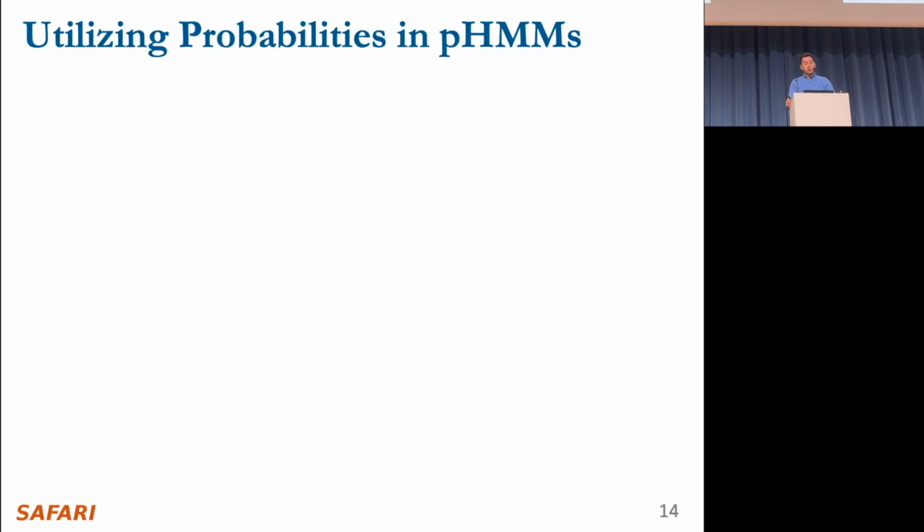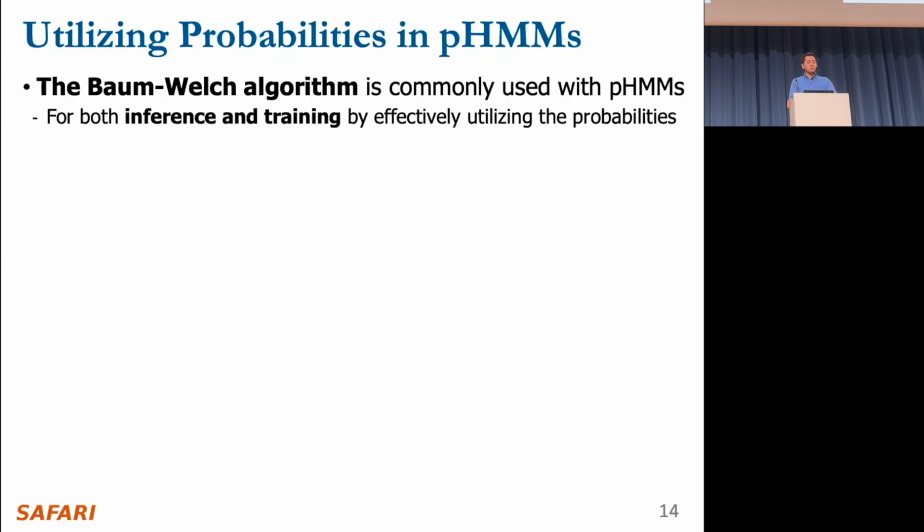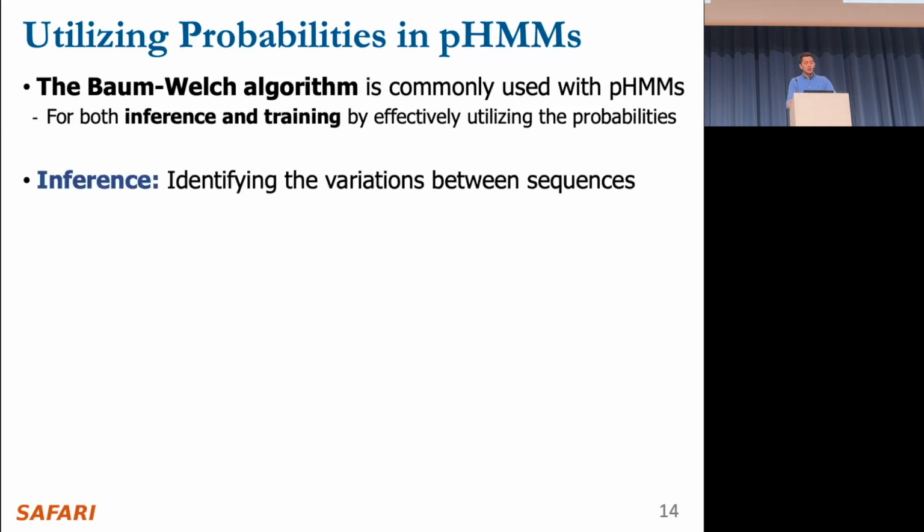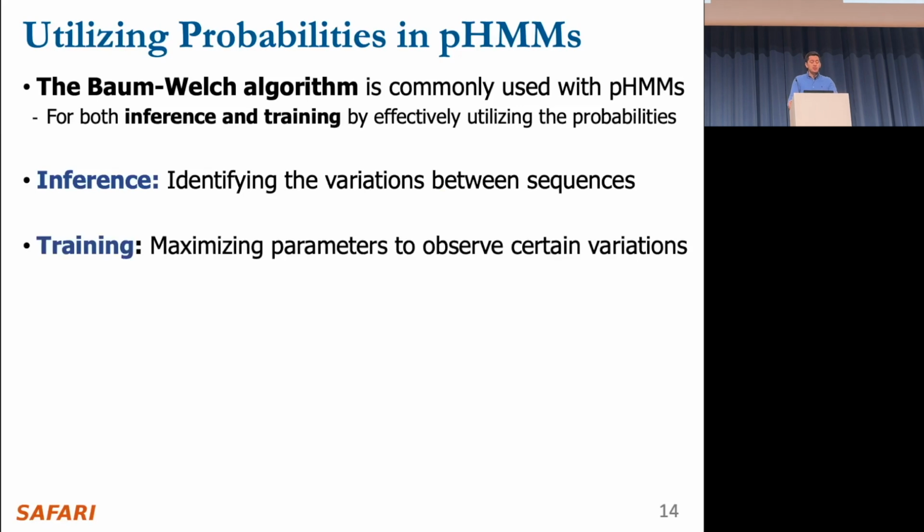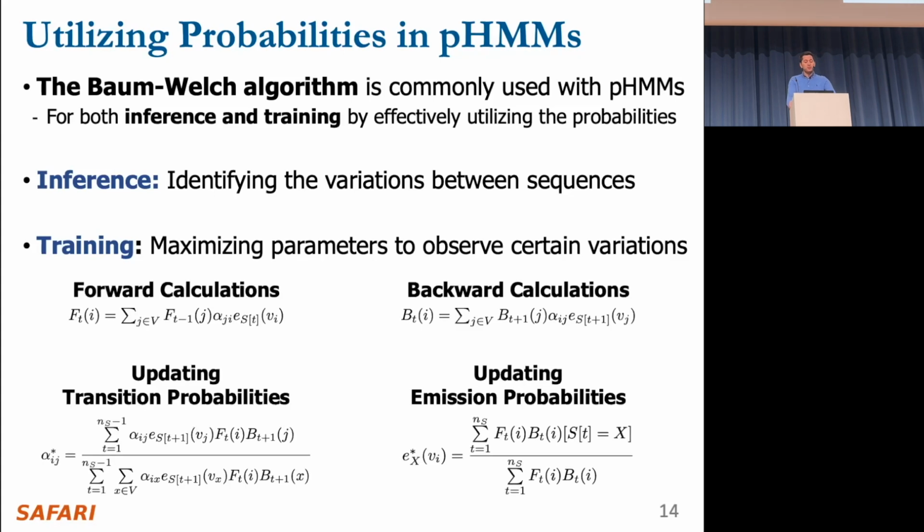So in order to utilize these probabilities in profile hidden Markov models, we use a common algorithm known as the Baum-Welch algorithm for both inference and the training of these parameters that you just saw. The goal of inference is to identify the variations between sequences, and the purpose of training is to maximize the parameters, the probability of observing a certain variation based on the observed sequence.